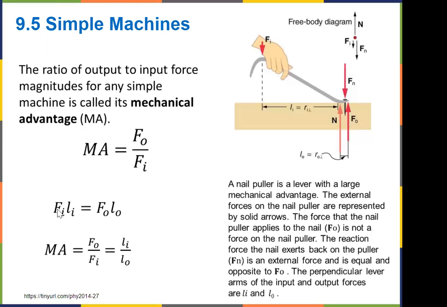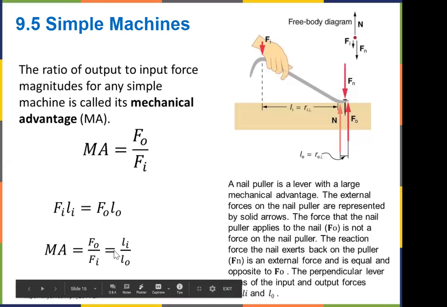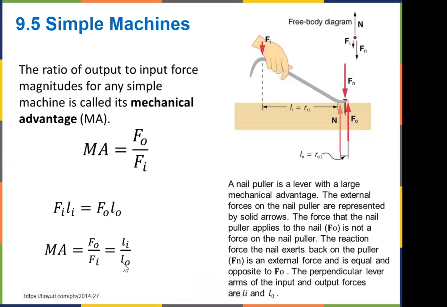From the input, torque by the input force should be equal to torque by the output force. According to the definition and this torque equation over here, you will realize that mechanical advantage is also equal to the input lever arm divided by the output lever arm. So usually the input lever arm is larger and the output lever arm is smaller.